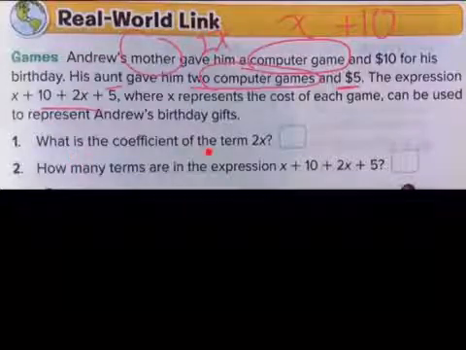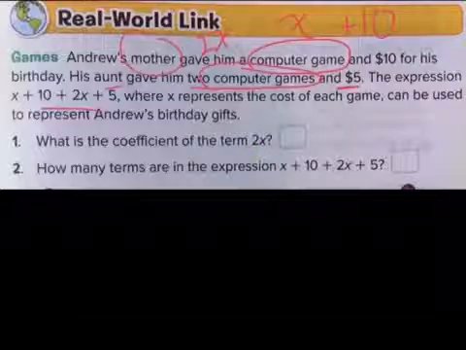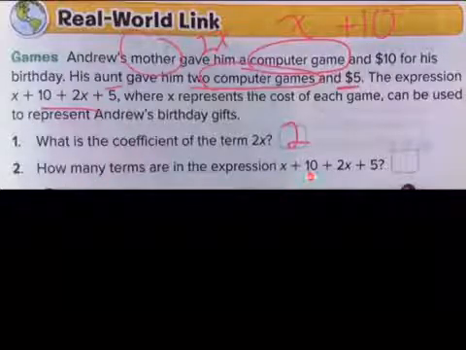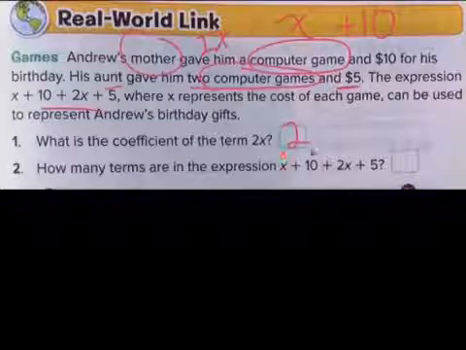So what is the coefficient for the term 2x? Well, remember we have a variable and a coefficient. The coefficient is 2. How many terms are in the expression x plus 10 plus 2x plus 4? How many terms? 1, 2, 3, 4, right?